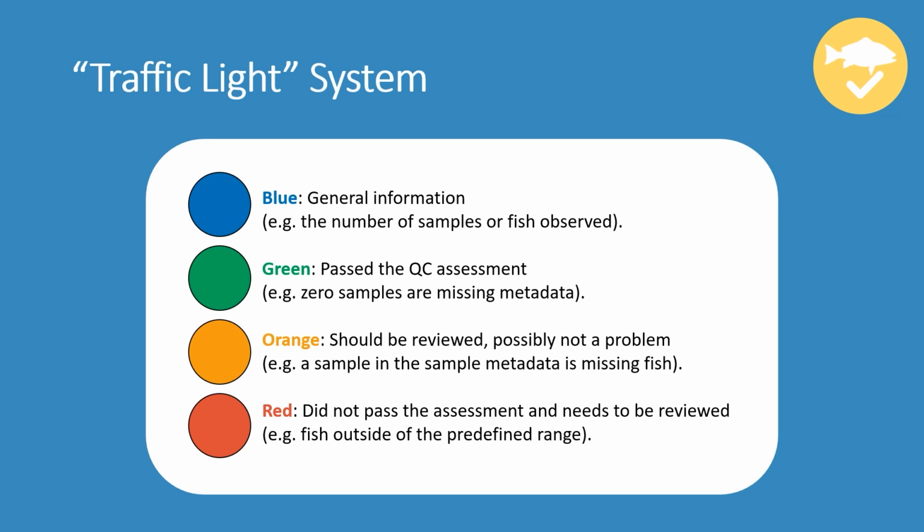An orange box means that it is potentially a problem, but it could be okay. You should review the check, such as a sample that is missing fish. It could be that there was no fish in that sample, or it could be a mismatch in the metadata. A red box means that the data did not pass the quality control assessment and needs to be reviewed, such as a fish outside of the predefined sampling range.